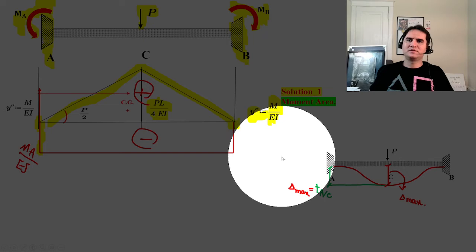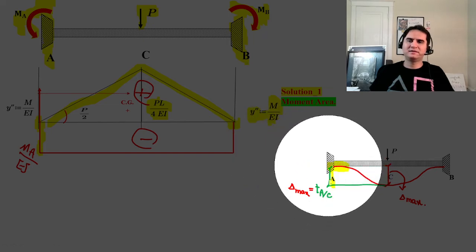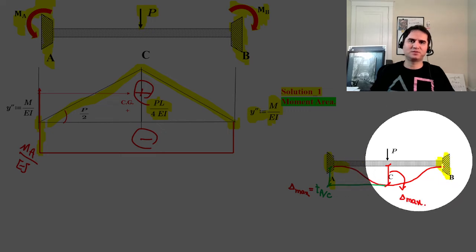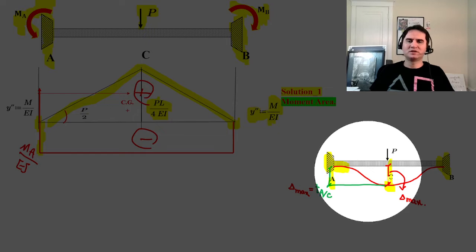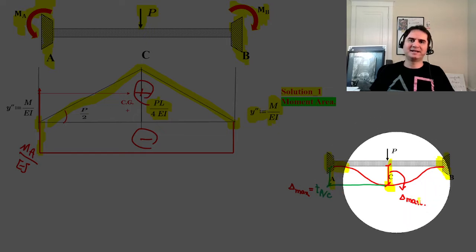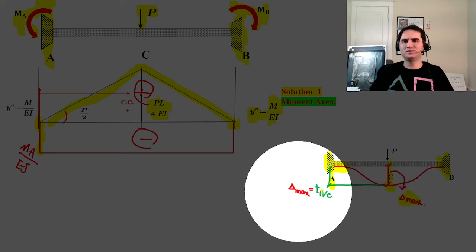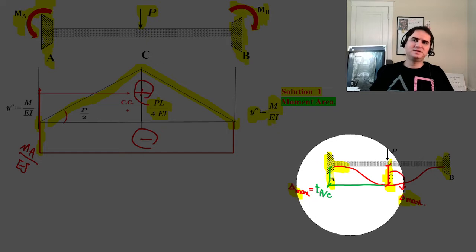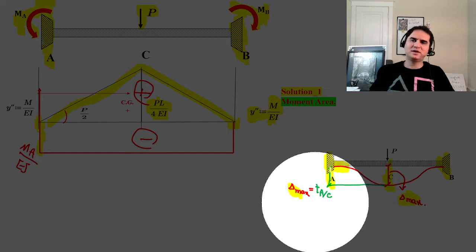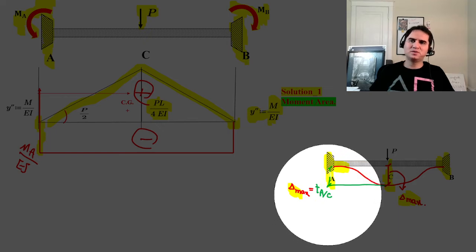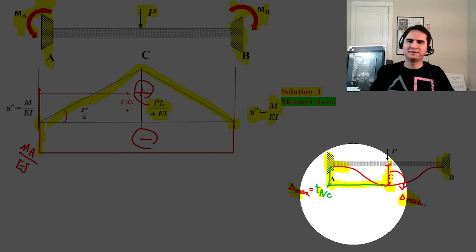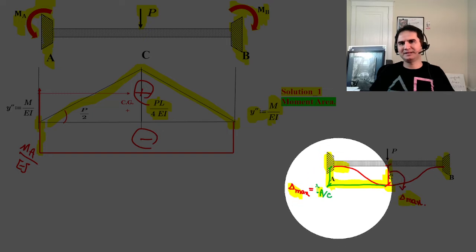we don't have theta at A, that's 0. We don't have delta at A, that's 0. We don't have theta at B because it's fixed, and we don't have delta. But the maximum deflection, due to symmetry, happens at the center, and that's delta maximum. If you have a closer look, delta max is equal to this green distance, the green vertical line, and that's nothing but the tangential deviation of point A with respect to the horizontal line at C. That's the tangential deviation of A with respect to C.